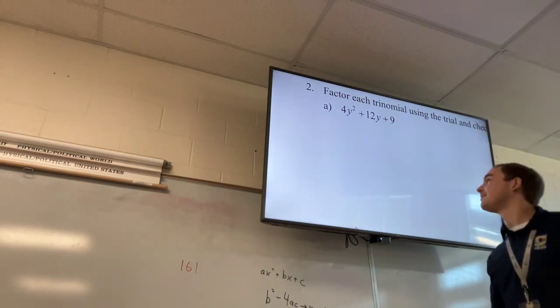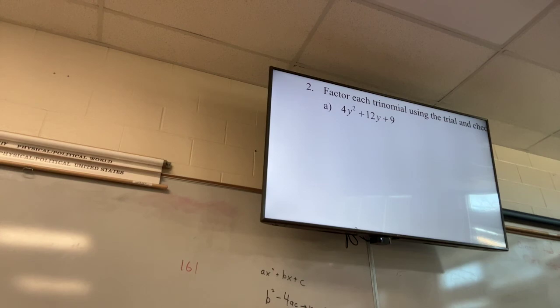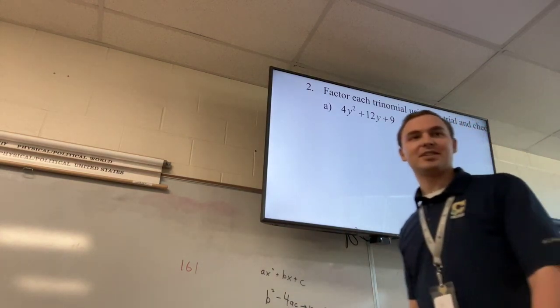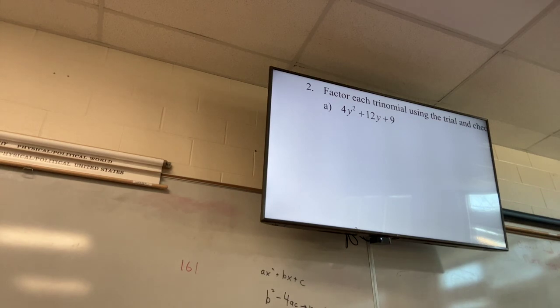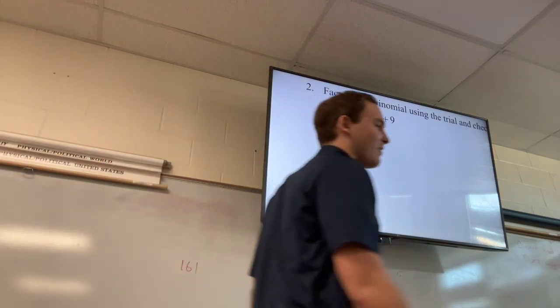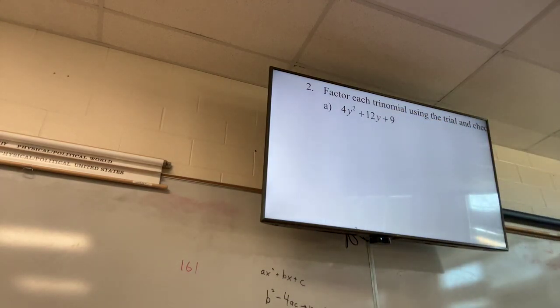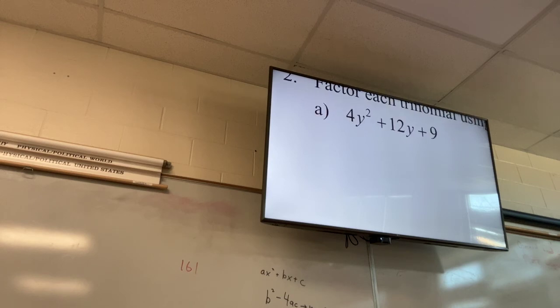First step, what do I do? Pull out your GCFs, right? Any GCFs? Oh, no GCFs. What's going on here? There's no GCFs, and I've got what in front of my squared term? A 4. That's not 1, I got a 4 there. Oh no, it's not fun.